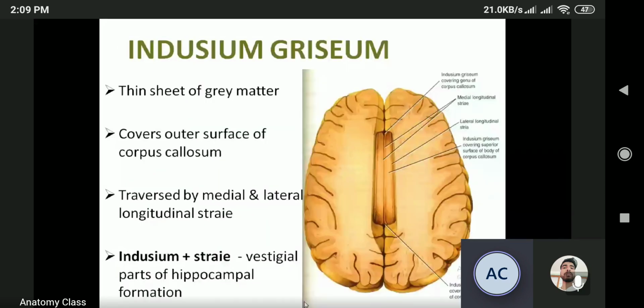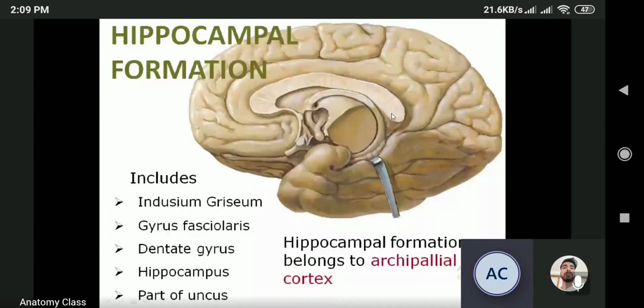What happened here is, once again, in this picture we can see the corpus callosum. During embryological development of the cerebral hemisphere, backward growth of the corpus callosum occurs.